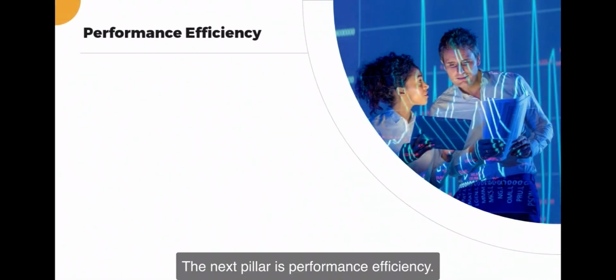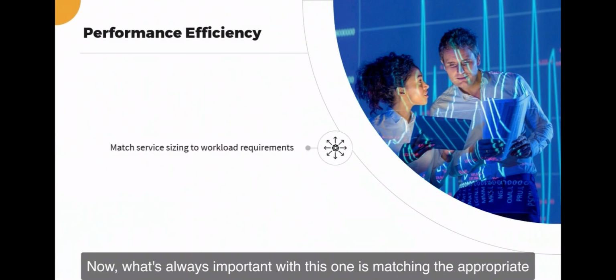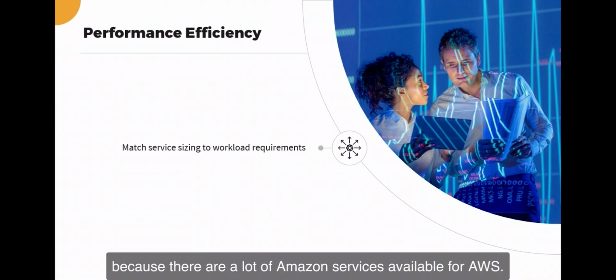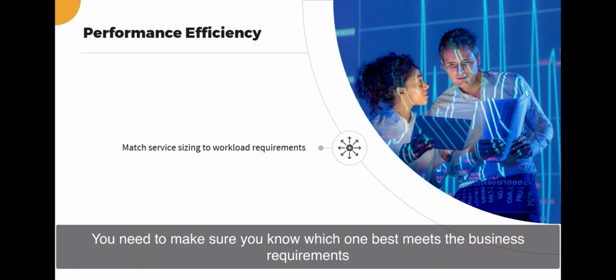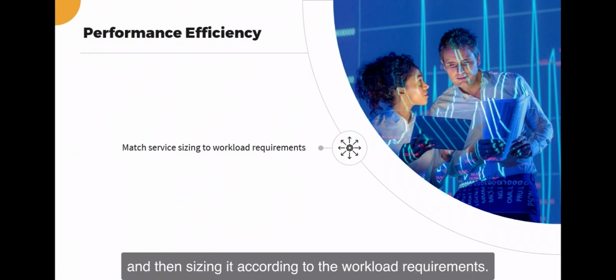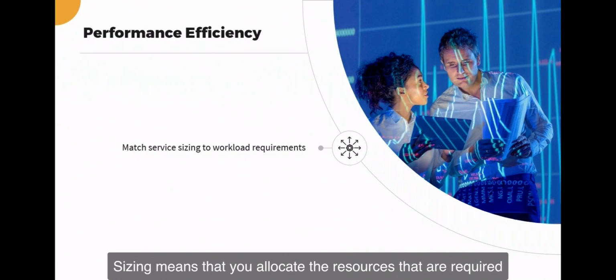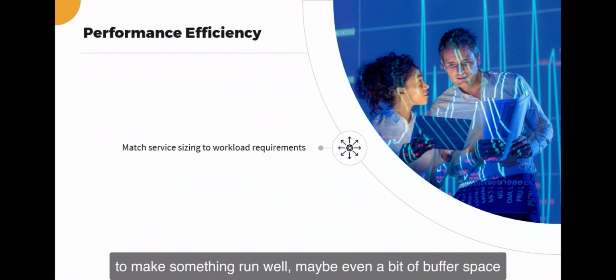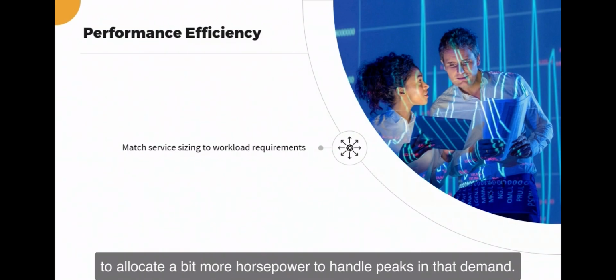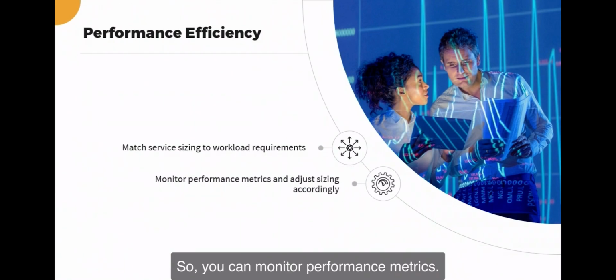The next pillar is performance efficiency. Now, what's always important with this one is matching the appropriate service itself to a business need, because there are a lot of Amazon services available for AWS. You need to make sure you know which one best meets the business requirements and then sizing it according to the workload requirements. Sizing means that you allocate the resources that are required to make something run well. Maybe even a bit of buffer space to allocate a bit more horsepower to handle peaks in that demand. So you can monitor performance metrics. Again, you could use CloudWatch to do that, and then adjust the sizing accordingly over time.